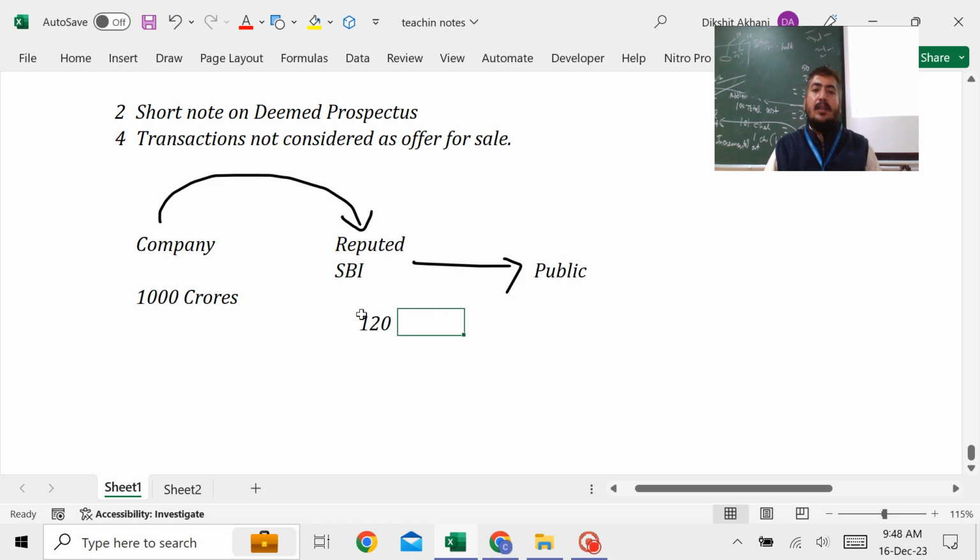So let's say, guys, SBI issued it at 130. So the 10 rupees difference will be kept by SBI. So it depends upon the contract. Law is silent. Law is not saying anything on this. It is on you how you want to proceed.